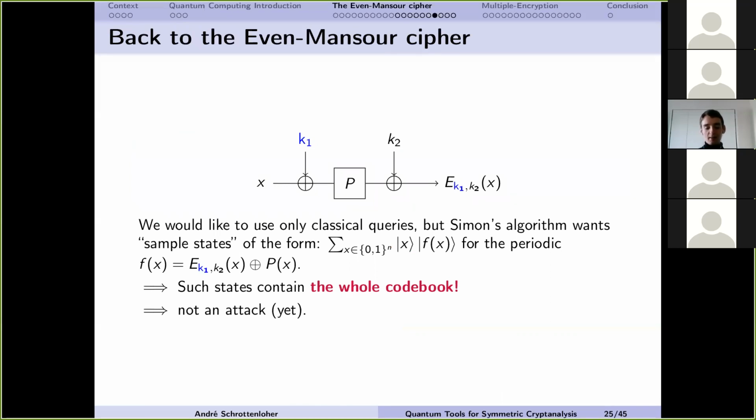How does that change things for the Even-Mansour cipher, which was my advertised target? Well, it doesn't change anything if we think of the fact that Simon's algorithm needs queries that contain all the inputs and outputs. If we want to produce such queries with only classical information, then we need basically the whole codebook, and that's not an attack anymore. But still, we can have a look at this construction, and we can look at it as an FX construction.